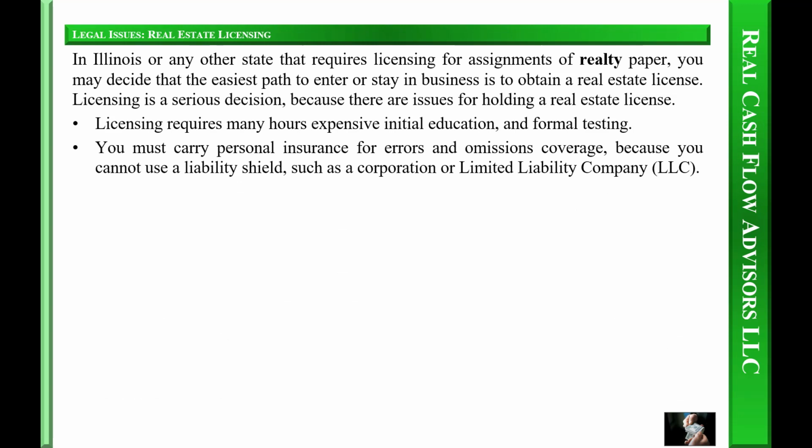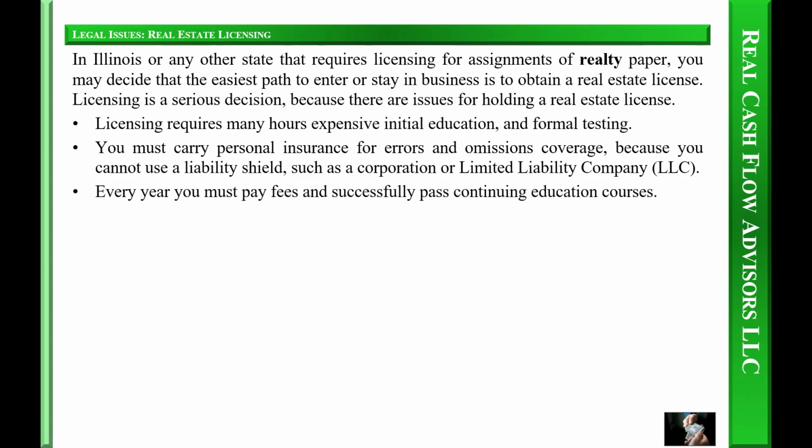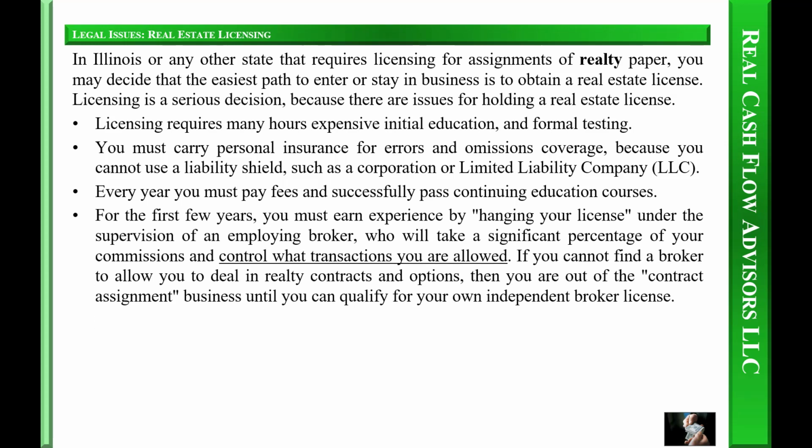You must carry personal insurance for errors and omissions coverage because you cannot use a liability shield such as a corporation or limited liability company, an LLC. Every year you must pay fees and successfully pass continuing education courses. For the first few years, you must earn experience by hanging your license under the supervision of an employing broker, who will take a significant percentage of your commissions and control what transactions you are allowed. If you cannot find a broker to allow you to deal in realty contracts and options, then you are out of the contract assignment business until you can qualify for your own independent broker license.